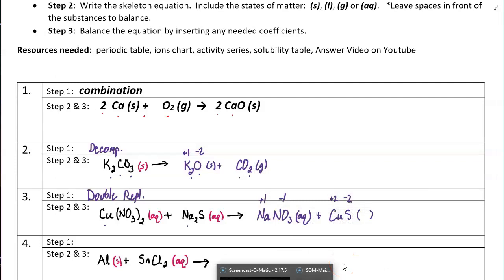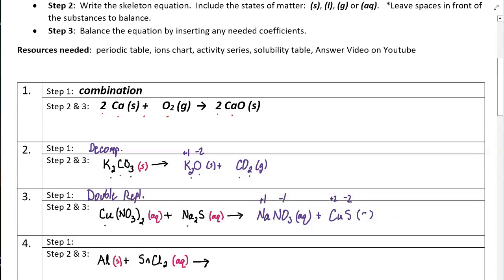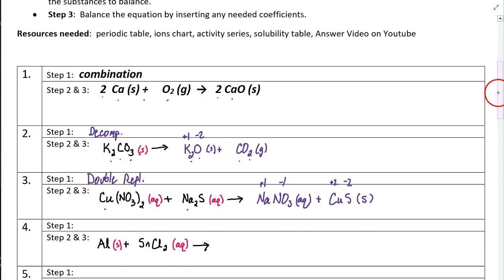Now let's look up copper sulfide on the solubility chart. Find sulfide. Here it is. Second to the last row. It says all sulfides are insoluble except a few of them, but I don't see copper as an exception. So copper sulfide is insoluble. That means it's solid. For a double replacement reaction to occur, one of the products must be a solid, liquid, or gas. One of our products is a solid, so this reaction does occur.